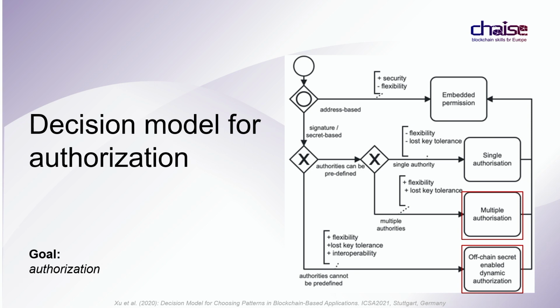When the authority to authorize an activity is not known in advance, the off-chain secret-enabled dynamic authorization pattern could be used. The function call being authorized is defined with a hash value of an off-chain secret such as a random string. Whoever knows this off-chain secret could then authorize the function call by revealing the secret using a transaction. The smart contract can then compare the predefined hash with the hash computed from the secret to determine the authorization.